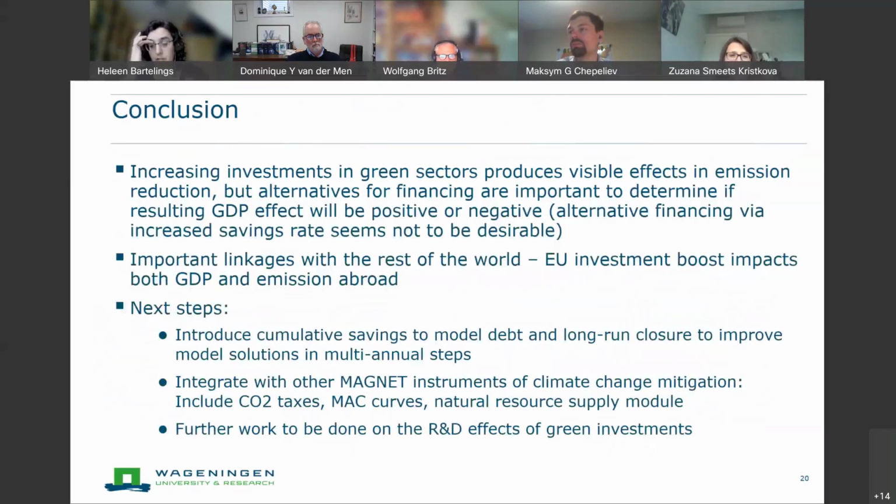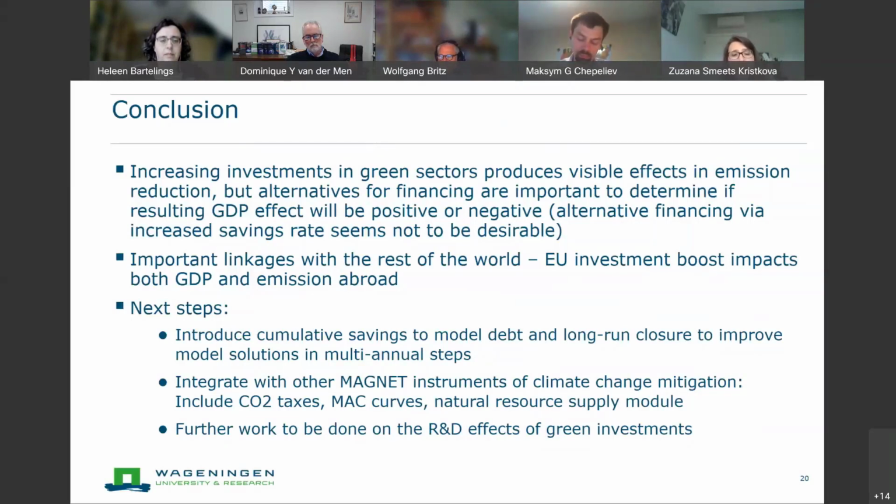And let's go to the conclusion. So we have investigated the impact of green investments, where we incorporated various methodological improvements into the MAGNET model. And what we see from our first results is quite an important effect of the financing that leads us to further investigation. So in general, the impacts are positive if we allow for external financing. And we also see quite some important linkages with the rest of the world. So the EU green investment policy can also impact the emissions of third countries. So that's something to have in mind.